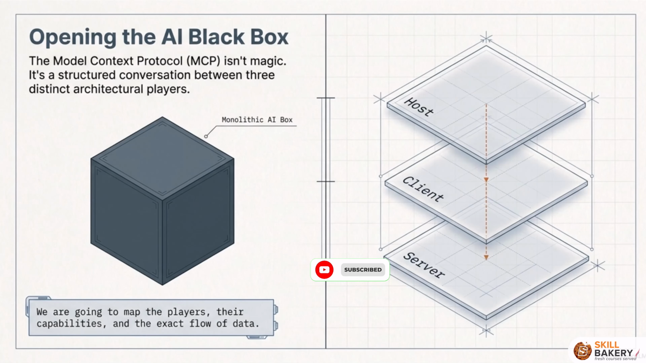To understand MCP, we first have to move away from the idea of AI as a monolithic black box. MCP is not magic. It is a structured conversation between three distinct architectural players. By breaking down this box, we can map exactly how capabilities are exposed and how data flows between different systems.